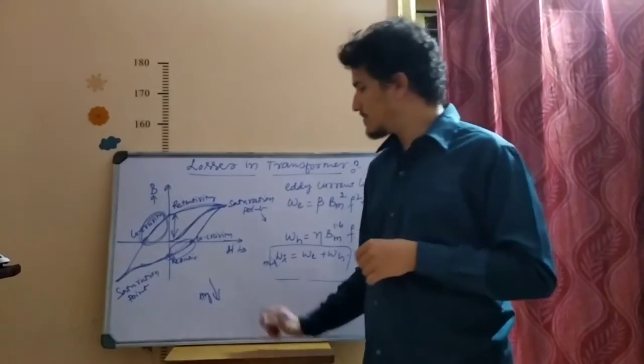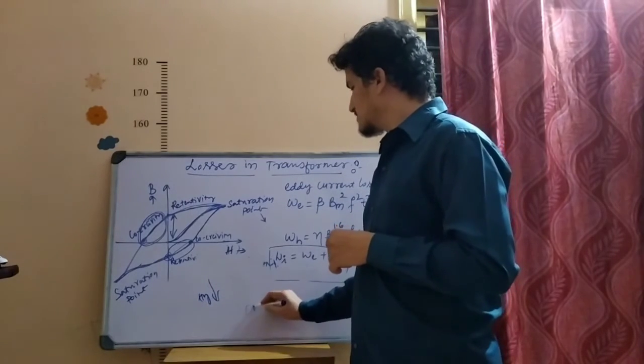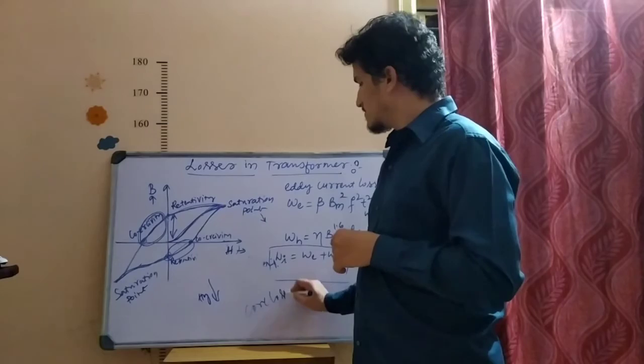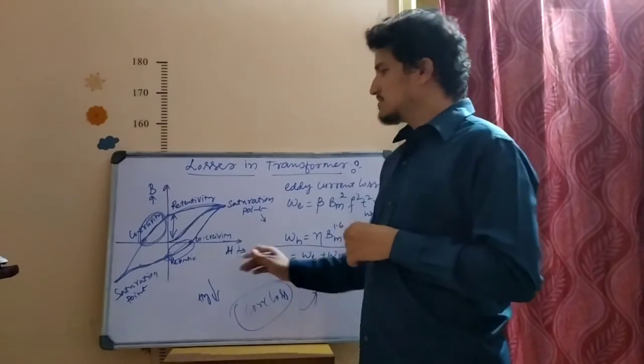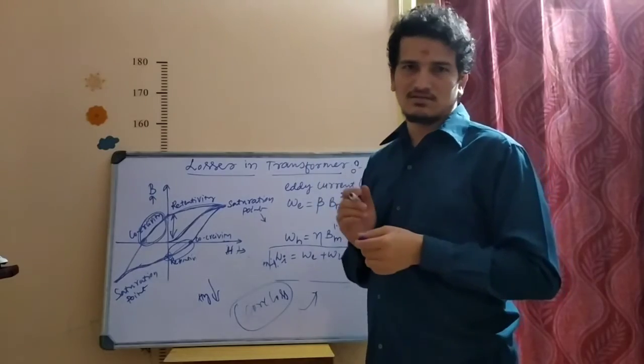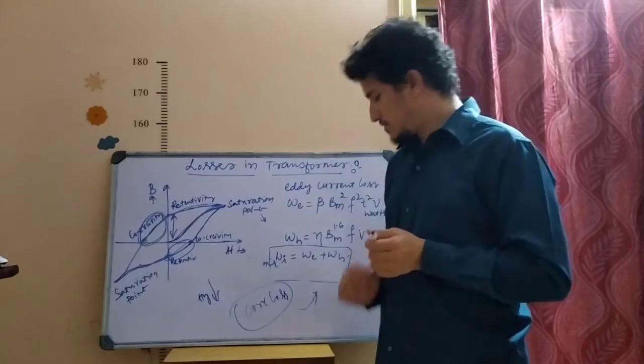When hysteresis loss gets reduced, the total core loss collectively reduces. Core loss is a constant loss irrespective of the load, so the efficiency obviously increases. So it should have a low retention point and a low coercive point.